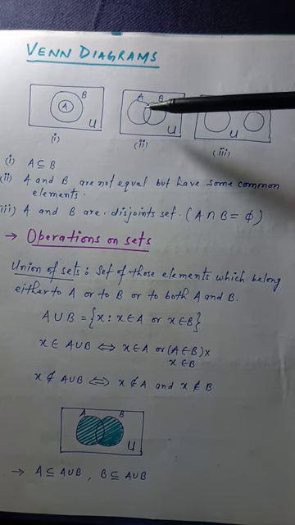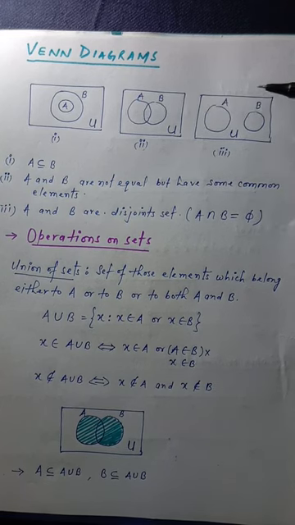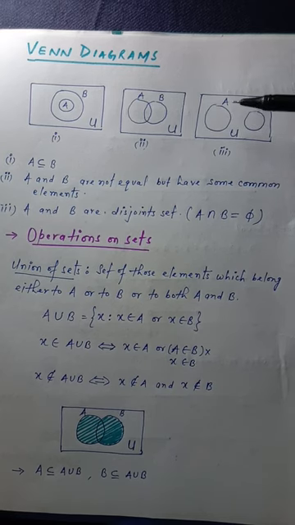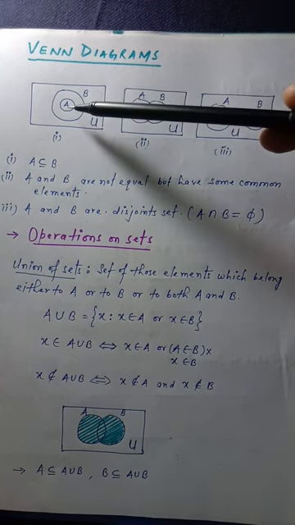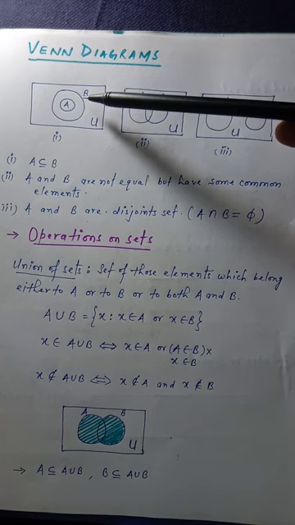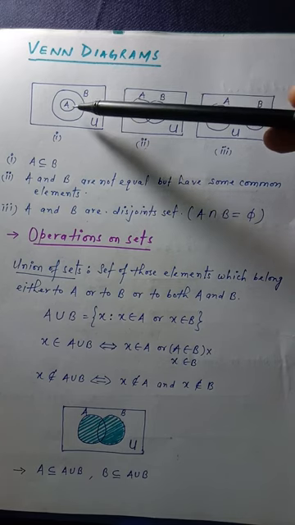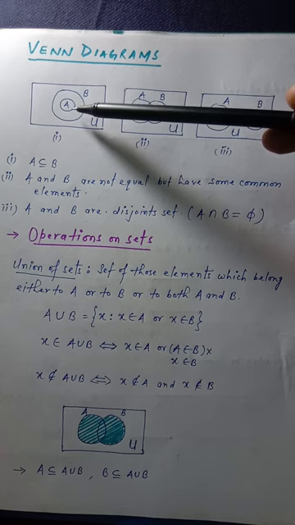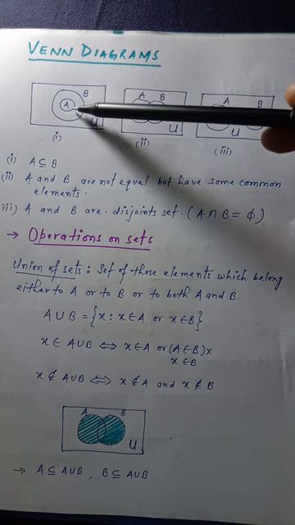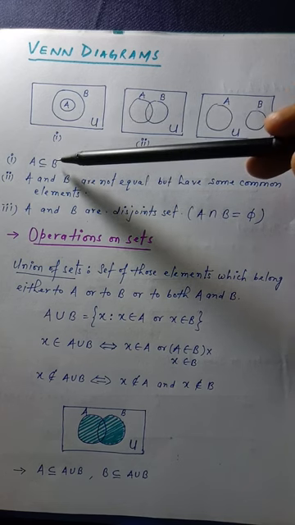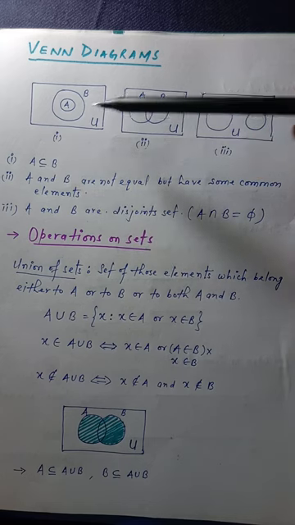Similar case is here, there are two intersecting circles, whereas in the third case there are two non-intersecting circles. So if you observe the first case, this circle A is actually in circle B, or we can say the circle B contains circle A. I think there is a definition of subset. It means when set B or circle B contains circle A, we can say A is a subset of B. So this is the easiest way of representation when a set is a subset of another set.